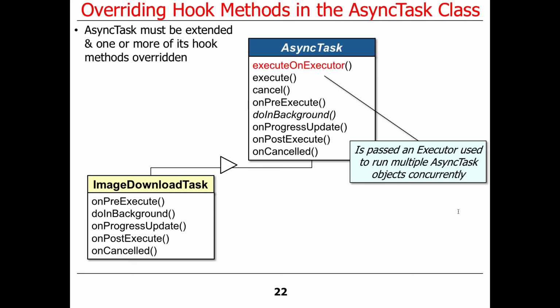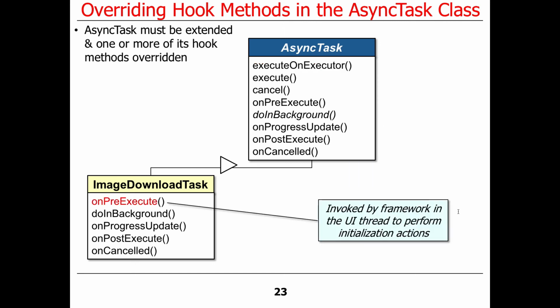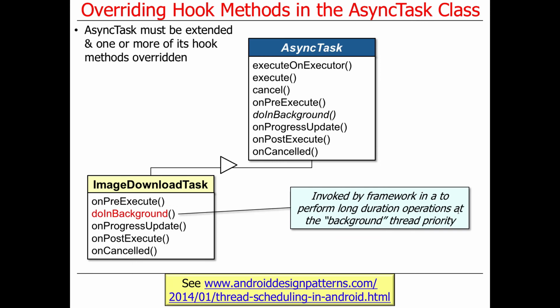executeOnExecutor can be used to pass an executor along with the parameters, and that allows you to run multiple async tasks concurrently. We'll talk more about that in a second. When execute or executeOnExecutor is called, the onPreExecute hook method is dispatched. By default, onPreExecute just does nothing. So you don't have to override it if you don't want to, but if you do, it'll get called before things start to run in the background. doInBackground does the stuff in the background. You might want to take a look at some of the interesting things about this.